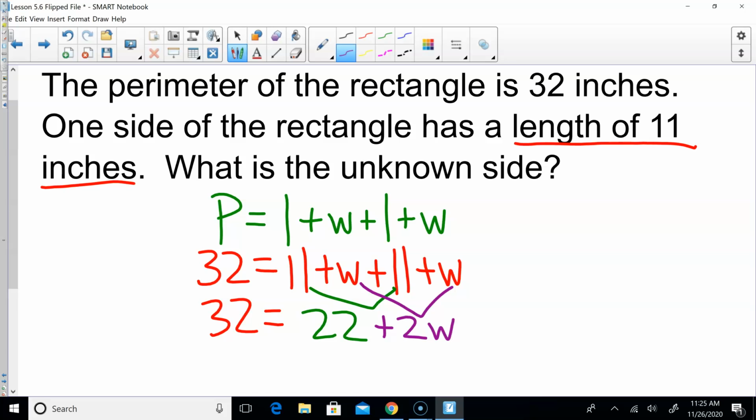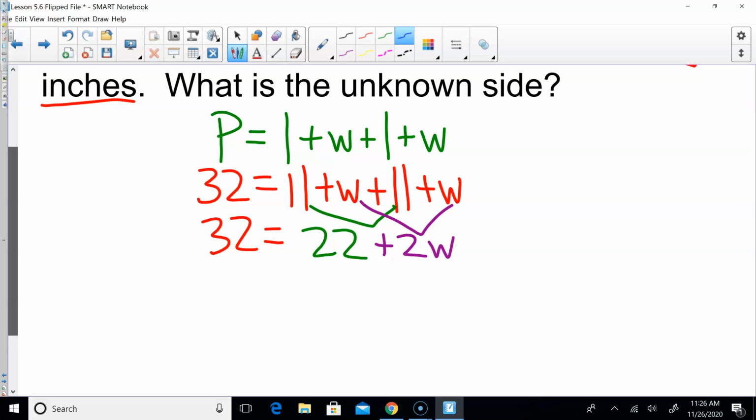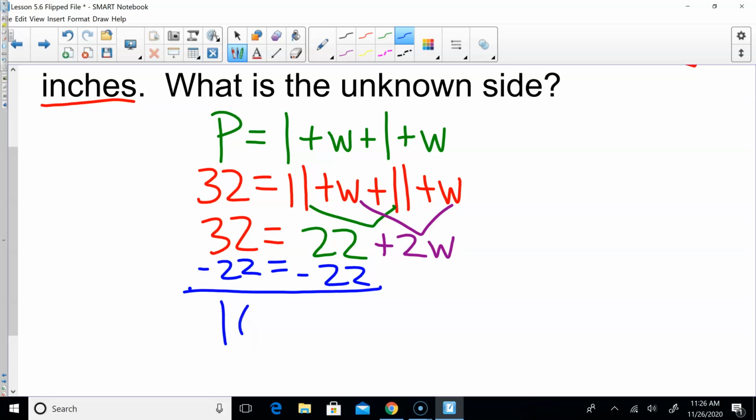Well, I'm going to get rid of 22, because the nice part about when you start learning more about algebra is that whatever I do to one side, I can do the same thing to the other side, and that keeps the equation equal. So I'm going to subtract 22 from this side, and I'm going to subtract 22 from this side, which now gives me 10 equals, well, 22 minus 22 is 0, plus 2W. So I have 10 equals 2W.